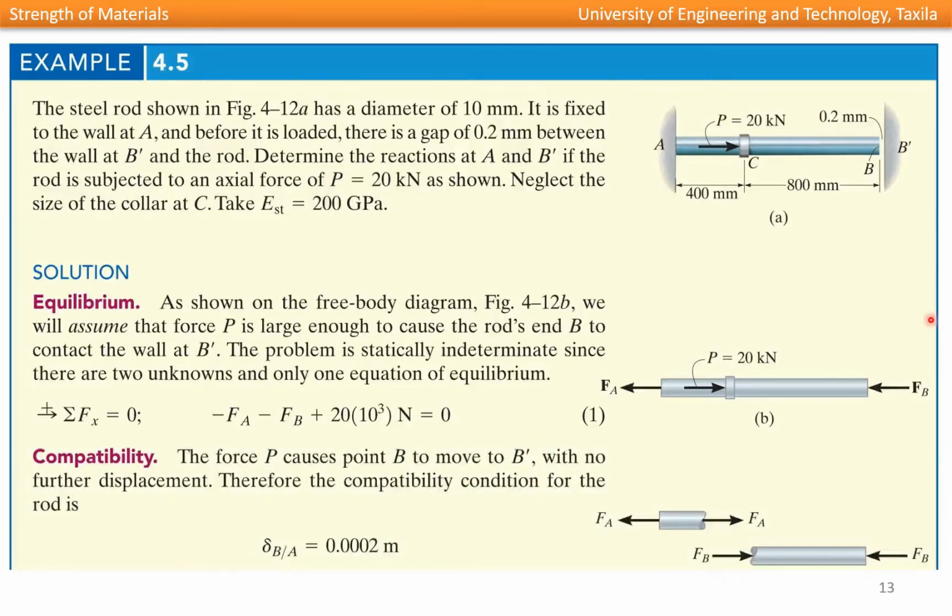Next, we will write the compatibility equation. The compatibility requires that the displacement of end B with respect to end A can be only 0.2 millimeter. Furthermore, it cannot be displaced more. So the force P causes point B to move to B prime with no further displacement. Therefore, the compatibility condition for the rod is that the displacement of B with respect to A is equal to 0.2 millimeter, or in units of meter it is 0.0002 meter.